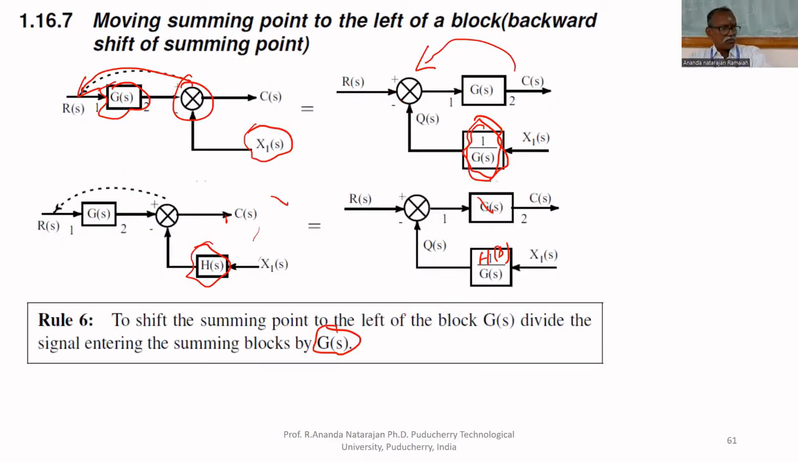Similarly, if you want to move the summing block backward, the shifted signal is not amplified by g of s. That's why divide by g of s. So you can easily remember the 6 rules.